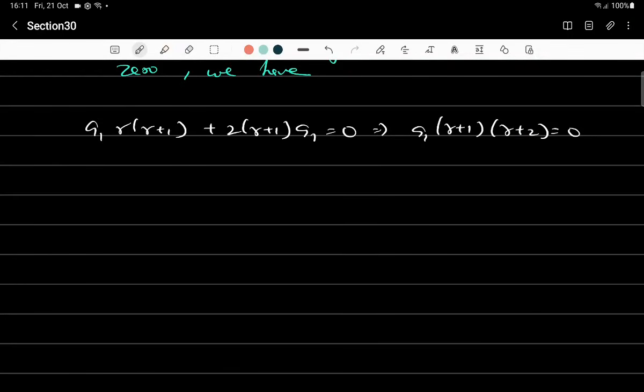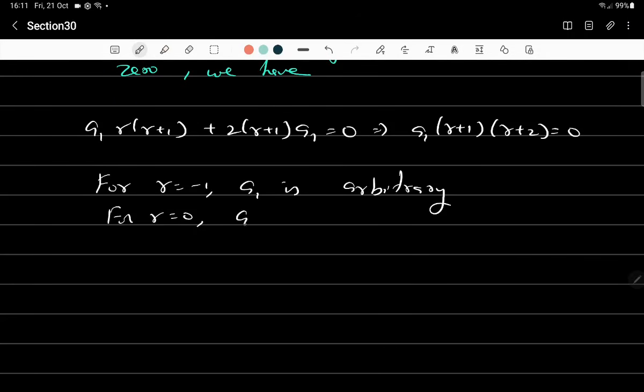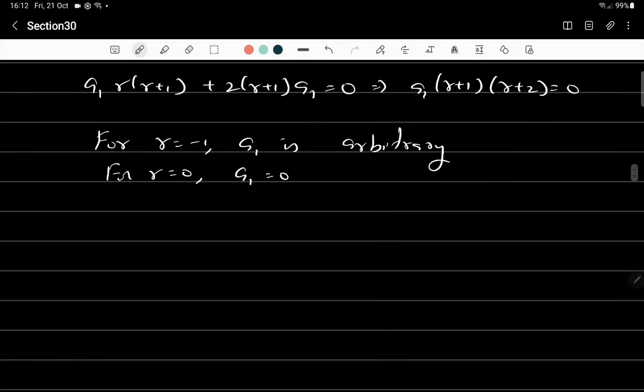So now this is a very important observation. If you put r is equal to minus 1 here, then both the sides become 0. So for r is equal to minus 1, a1 is arbitrary. This is a very important observation. For r is equal to 0, you can see that a1 comes out to be 0. So for r is equal to minus 1, you get a1 arbitrary. It means you will get both the Frobenius series solutions for r is equal to minus 1.